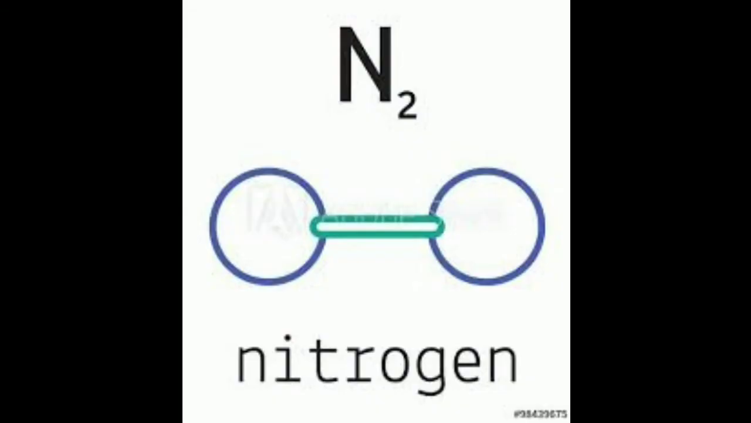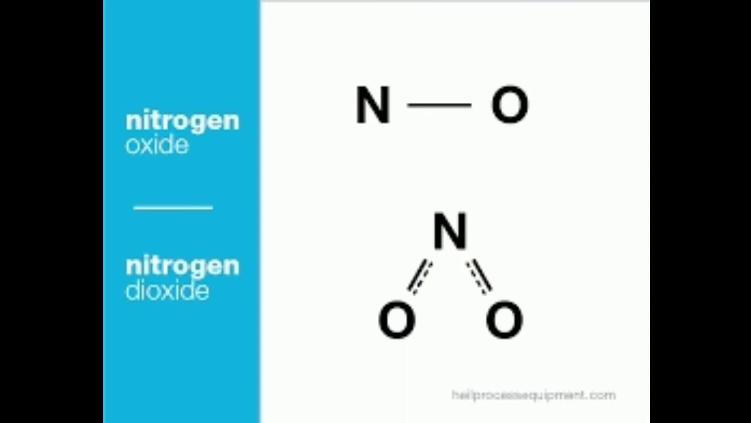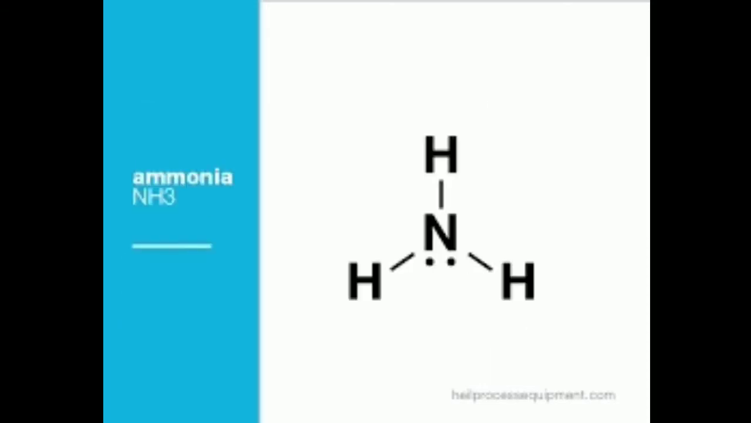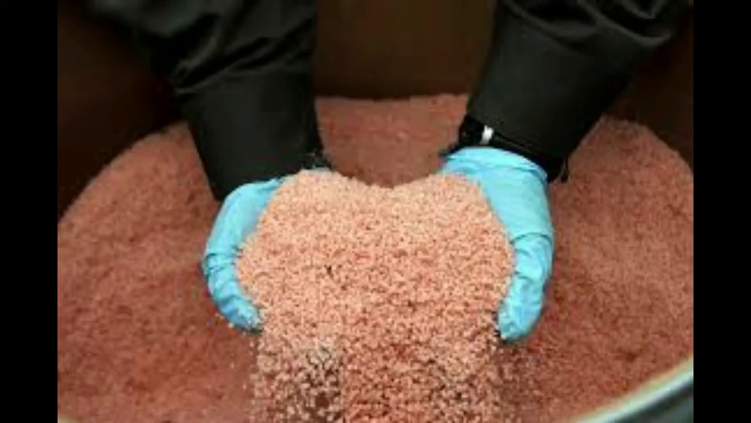In the atmosphere, nitrogen exists as a gas, but in the soil, it exists as nitrogen oxide and nitrogen dioxide, and when used as a fertilizer, it can be found in other forms, such as ammonia, which can be processed even further into a different fertilizer, ammonium nitrate.